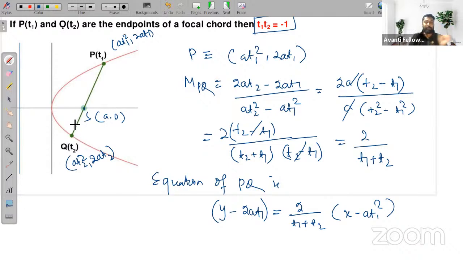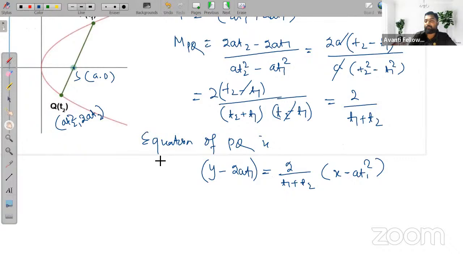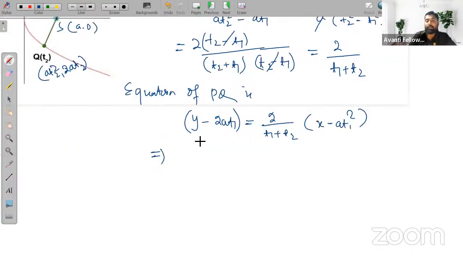If you put a, 0 in place of x and y, what will happen? It will be a, 0, that is, 0 minus 2a t1 is equal to 2 into t1 plus t2 times... and from here the x coordinate is a, 0, yes, this is 0. This is 0 and the x coordinate is a minus a t1 square.